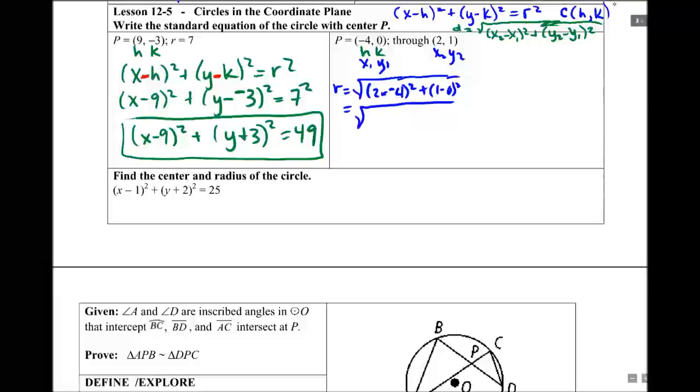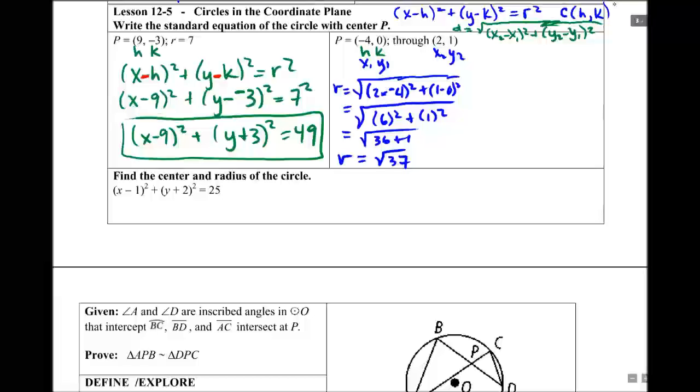Okay, that equals square root of 2 minus negative 4, which is 2 plus 4. So that's 6 squared plus 1 squared. All right, 36 plus 1. Oh, that is unpleasant. A radius is the square root of 37. But we remember we're going to square our radius, so that's okay. That's going to get rid of our square root. Do not turn those into a decimal.